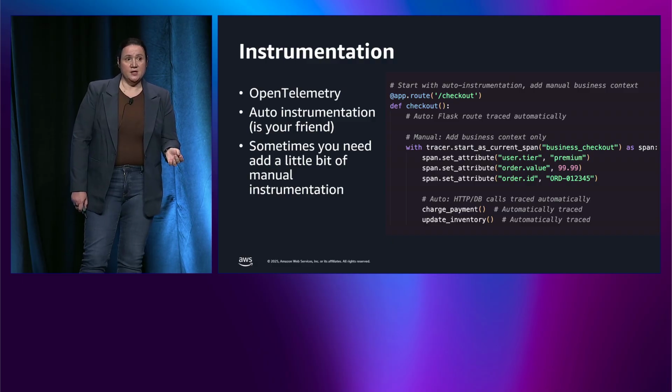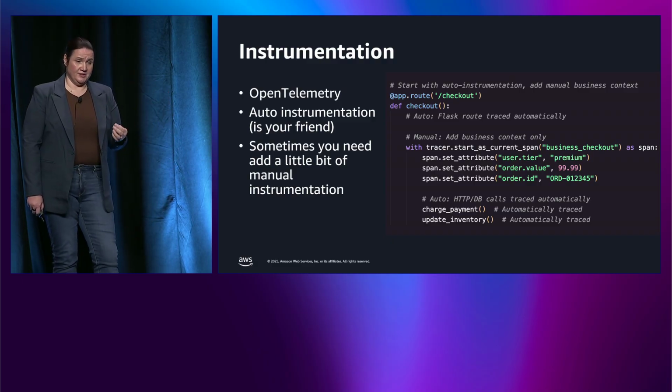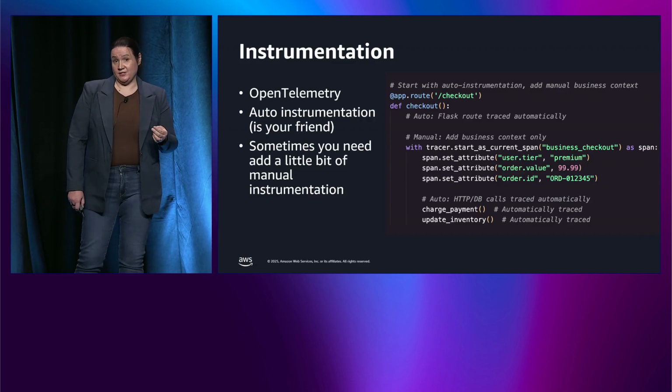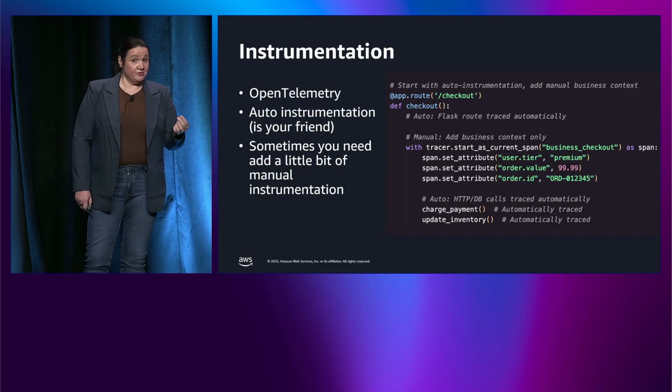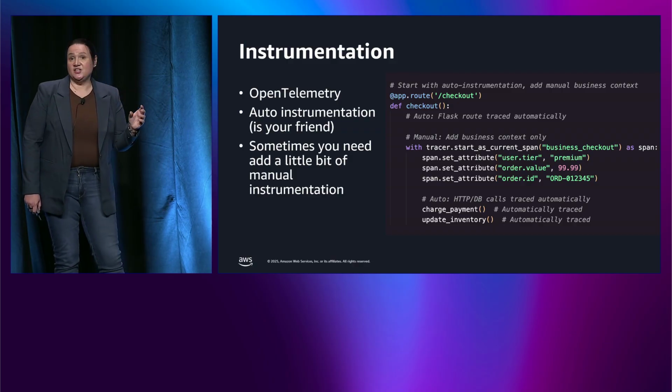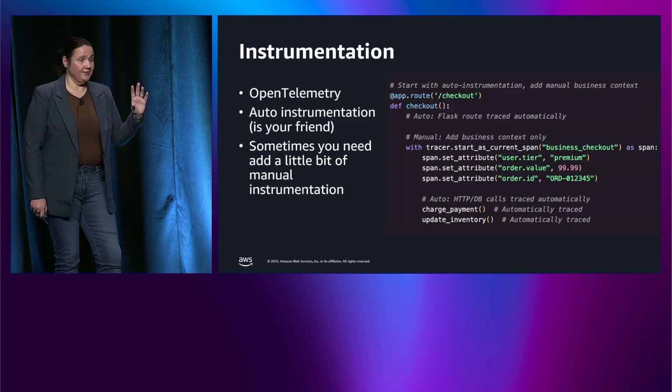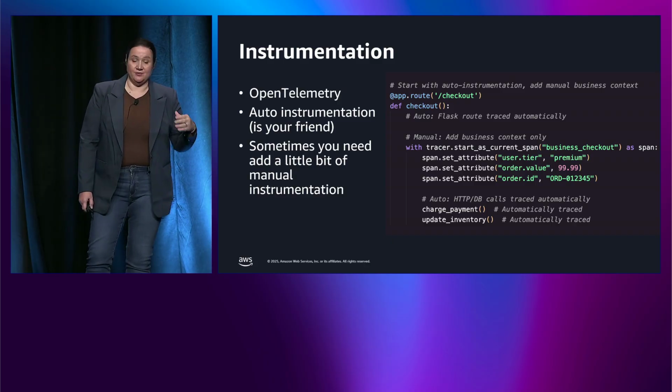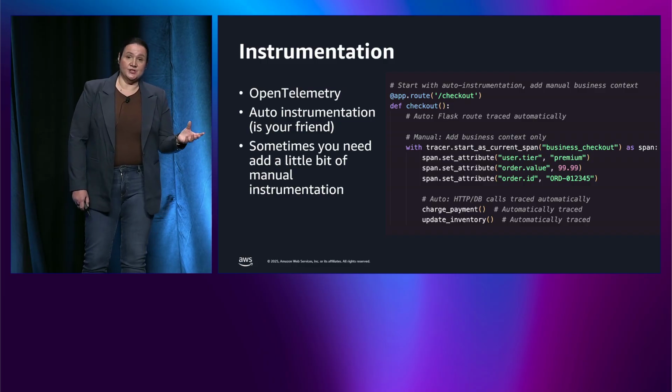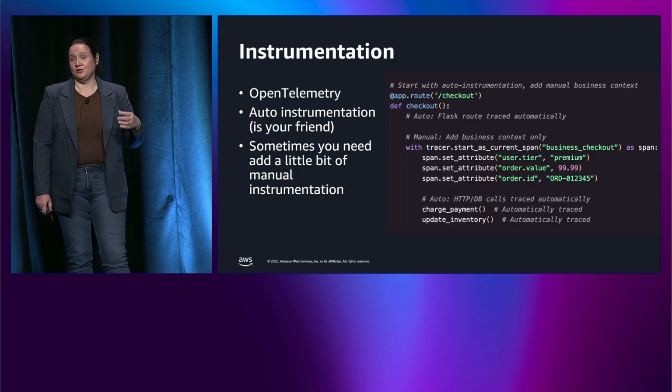no code change. But Helen already mentioned how important that business data is, data specific to you. And that also applies to your span and trace data. So there are times where you might need to do a little bit of manual instrumentation. In my example, I added things like the user tier and the order number. They are hard-coded just for the ease of the demo, but obviously you'd get them dynamically. So this is the part of manual instrumentation that you might have to do. It's a couple of lines of code. And if you're not sure how to get started, you could use an agentic IDE like Kiro, for example.